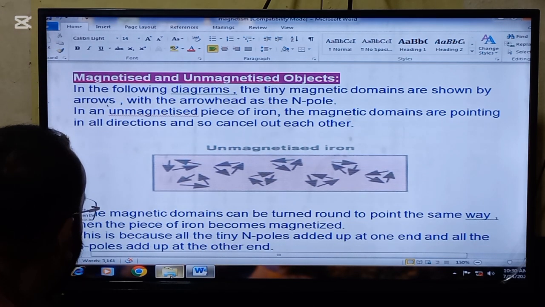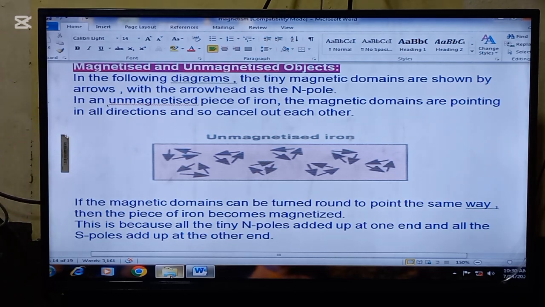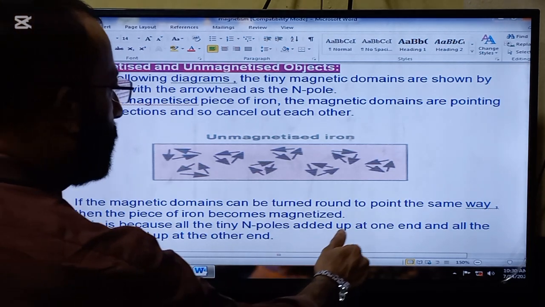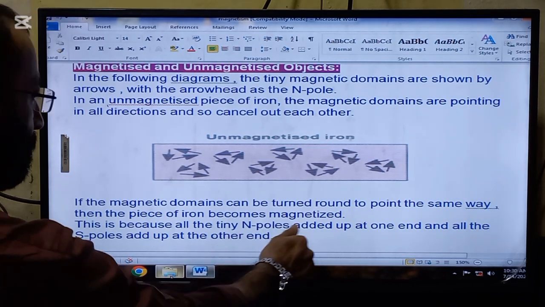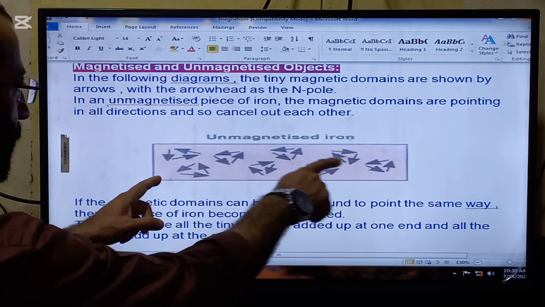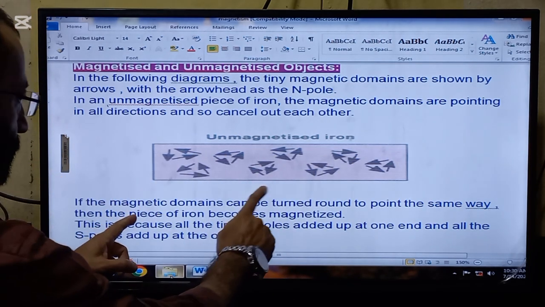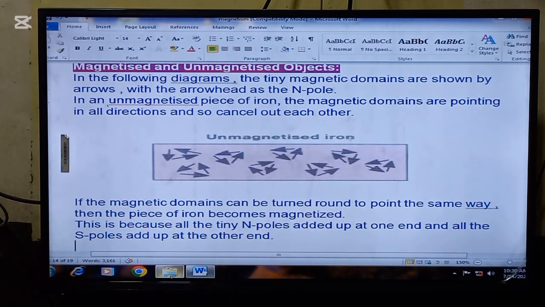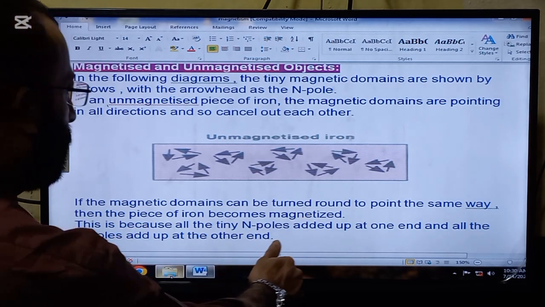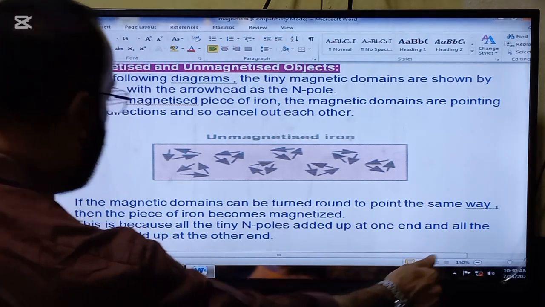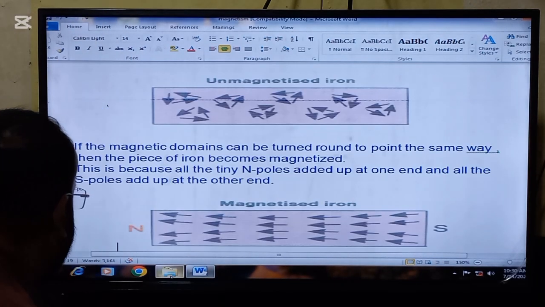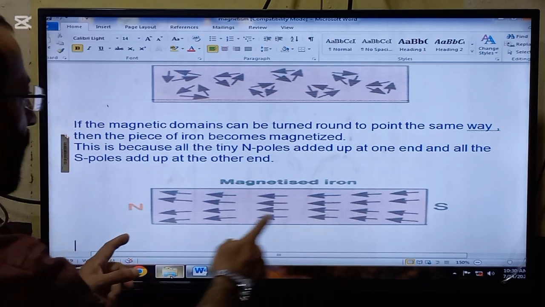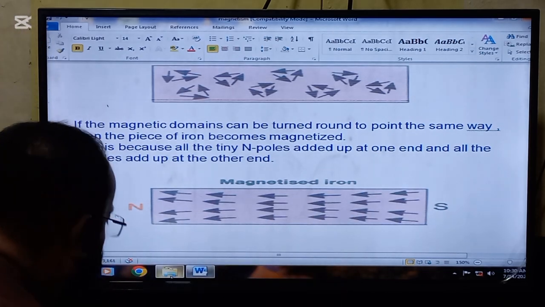If the magnetic domains can be turned round to point the same way, then the piece of iron becomes magnetized. So if they are aligned in the same direction, they will become magnetized. This is because all the tiny N poles add up at one end and all the S poles add up at the other end. So this is magnetized iron.